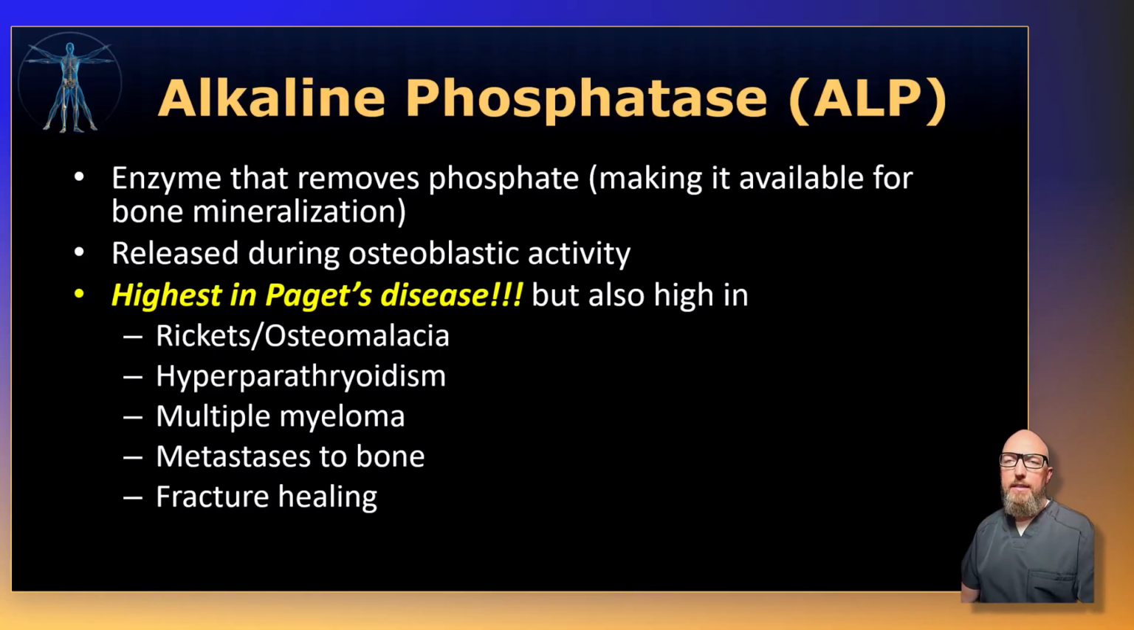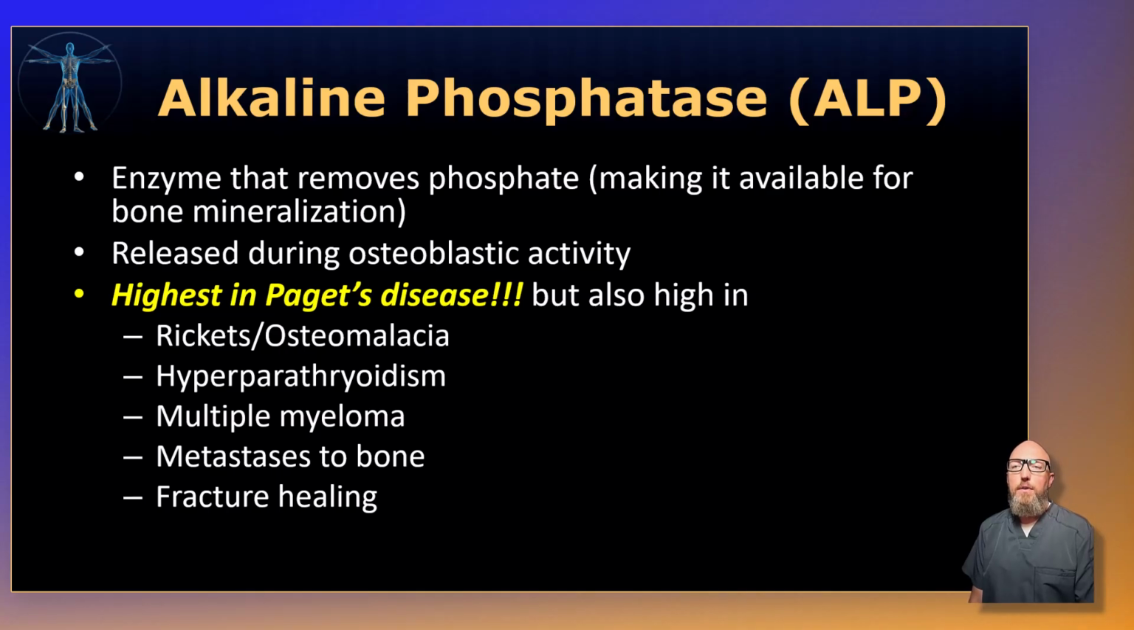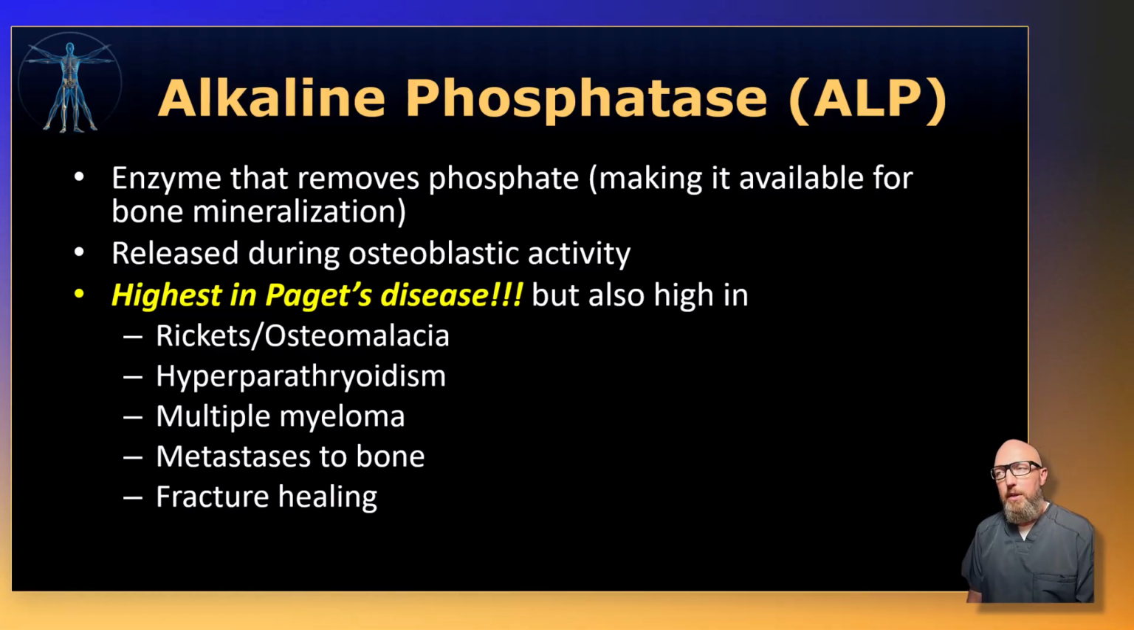Alkaline phosphatase, ALP, is what you'll see it referred to in most cases. So ALP is an enzyme that removes phosphate, which makes it available for bone mineralization. This is released during osteoblastic activity, so it has a lab value. It's a marker for how hard osteoblasts are working. It'll be present throughout the body, but concentrated in the liver, bone, kidney, and placenta, and that's why it goes up in liver disorders as well as bone disorders. And the big one to memorize, I've already mentioned this before, but ALP is highest in Paget disease, higher than any other disorder. Common board question there.